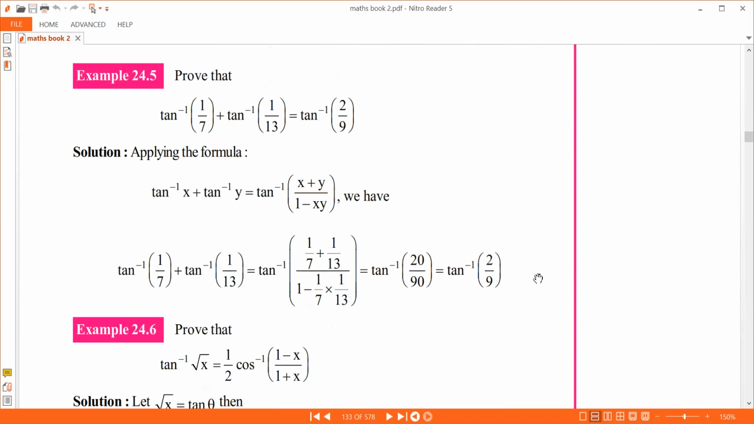Okay, let's solve some problems. Prove that tan inverse 1 by 7 plus tan inverse 1 by 13 is tan inverse 2 by 9. Okay, so we'll do that. That's the question which is given. You have to prove that it is tan inverse 2 by 9.